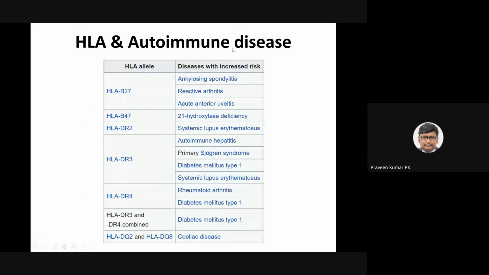Now let me take you to HLA information later linked with different diseases. One such example I'm showing is for autoimmune diseases. Even HLA molecules are linked with cancer. If you see these autoimmune diseases, HLA-B27 is linked with spondylitis, reactive arthritis, and acute anterior uveitis, and HLA-B47 is linked with 21-hydroxylase deficiency. And diabetes mellitus type 1 and systemic lupus SLE are linked with HLA-DR3.